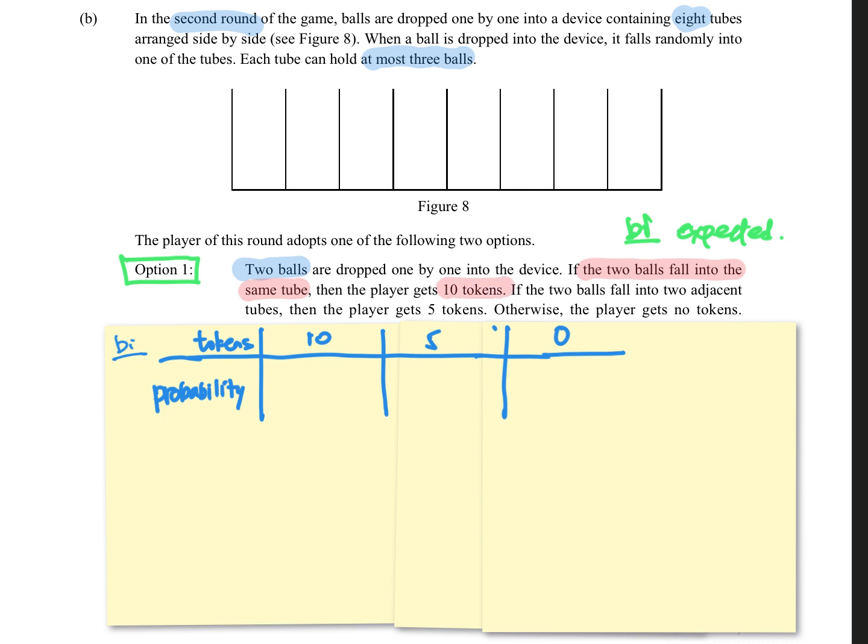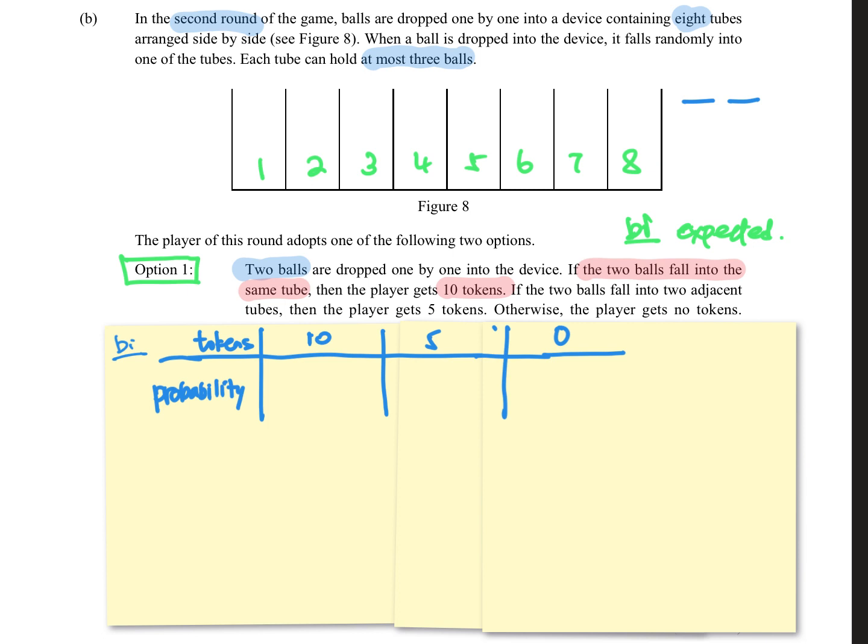Now, here I think the key idea, now listen, is that there are 8 tubes here, so I'm going to name them 1, 2, 3, the first tube up to the 8th tube. If 2 balls are dropped one by one into the device, we are going to have a 2-digit number, and we're trying to think about how many 2-digit numbers can be formed according to certain weights.